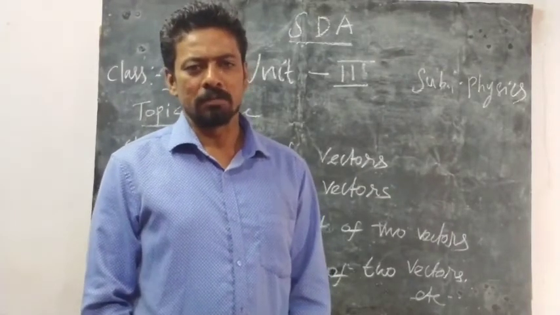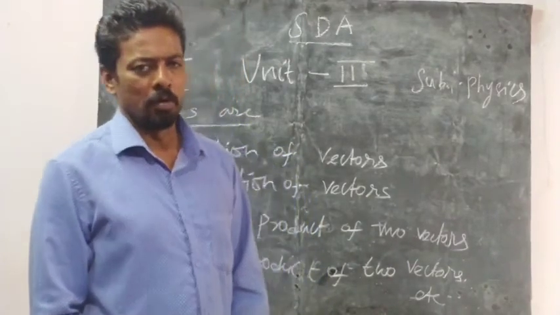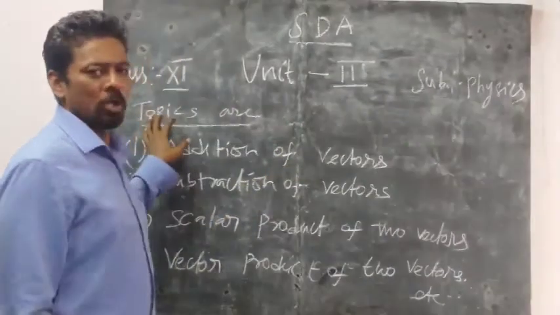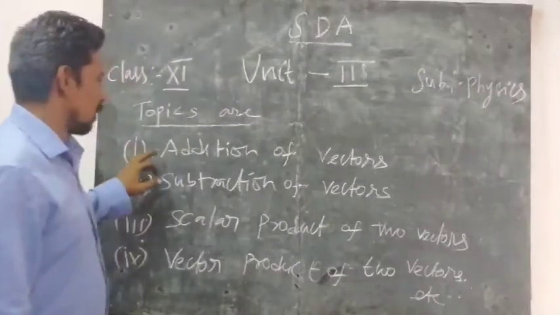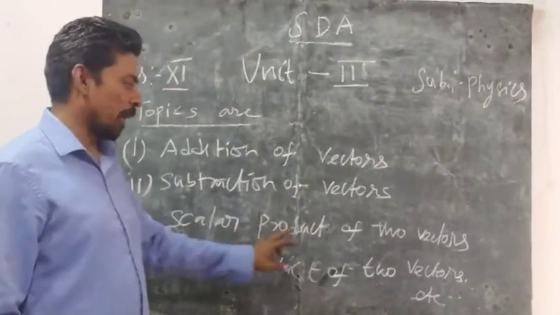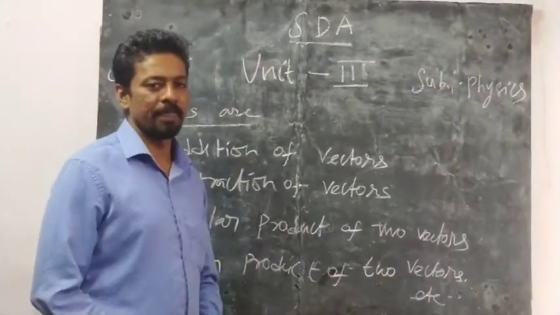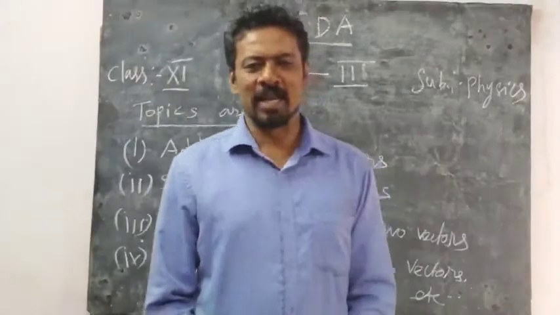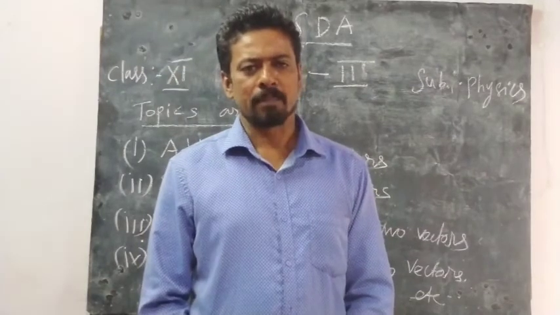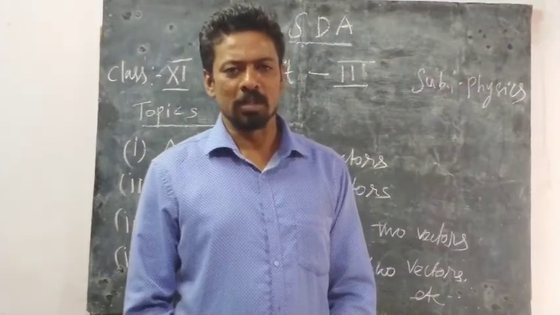Already we completed lesson number 1 and also the written examination. Now we have to follow lesson number 2, unit 2. What are the topics we are going to see today? Addition of vectors, separation of vectors, scalar product of two vectors, vector product of two vectors, and a few more topics. This lesson contains some solved problems. Try to solve those problems in your classwork and bring it to school. Shall we go to the class now?